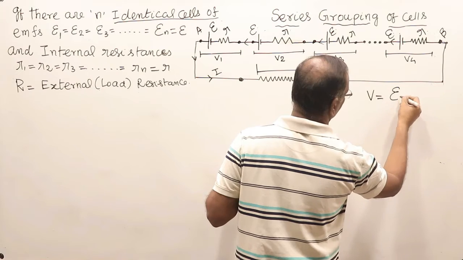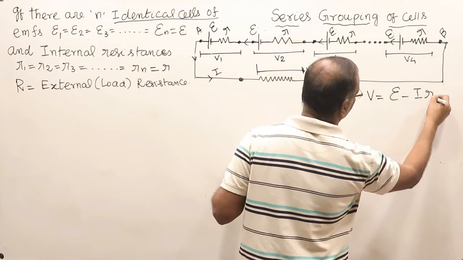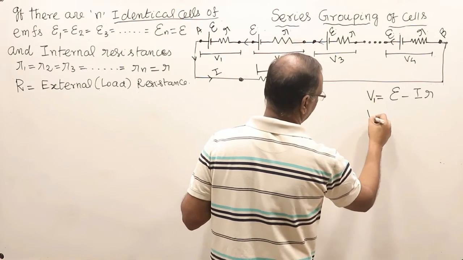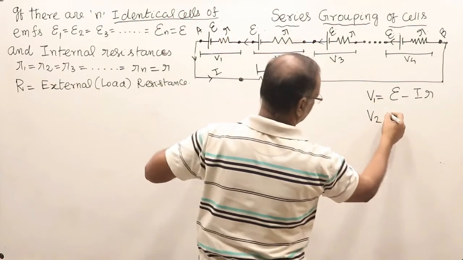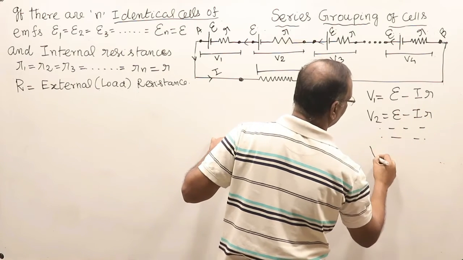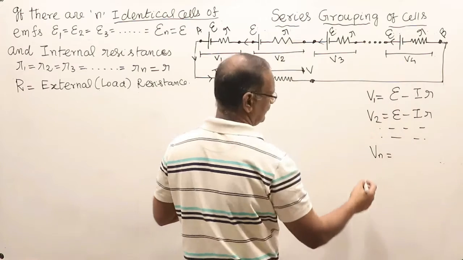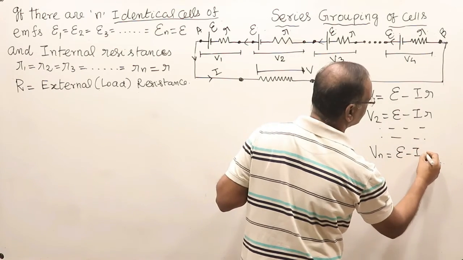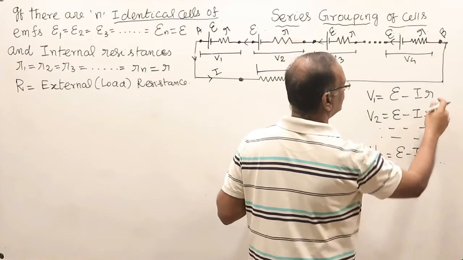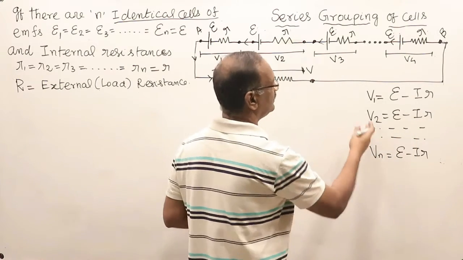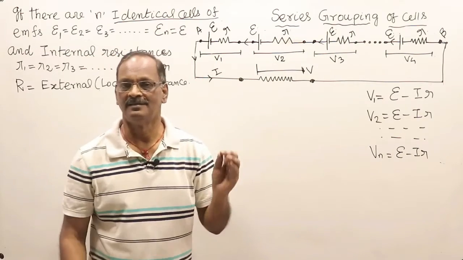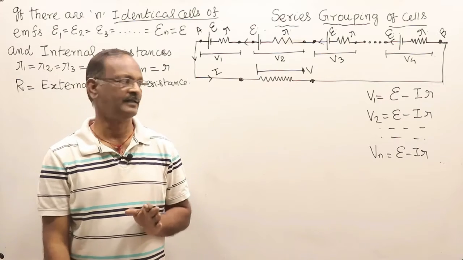The terminal potential is the EMF of one cell minus the current flowing through it into r. This is V1. So V1 and V2. What about V2? V2 is also the same: EMF minus I into r. In the same way, the terminal potential of the nth cell, Vn, is also equal to epsilon minus I into r, because all have the same EMF and the same internal resistance. Therefore V1 is equal to V2 is equal to Vn.